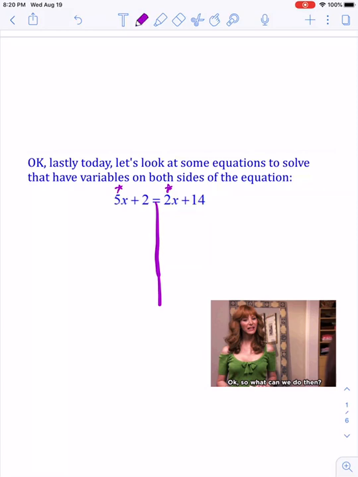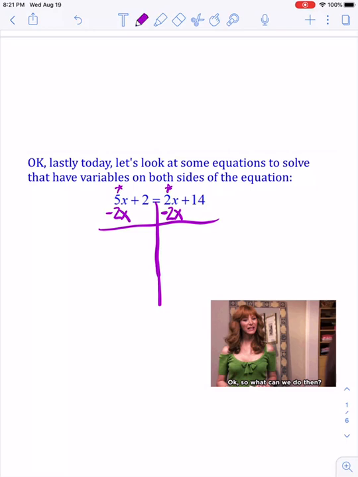I just like to try to keep my coefficients positive, or the number in front of my variable. So I'm going to go ahead and subtract 2x to the other side, because I know then my coefficient for x is positive. If I were to subtract 5x and bring it to the right-hand side, my coefficient would be a -3. Again, that doesn't matter. I just prefer not to work with negatives.